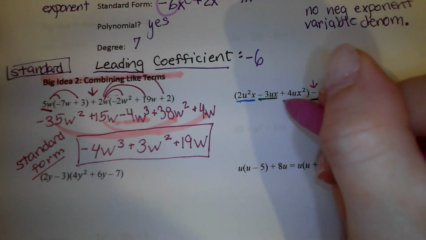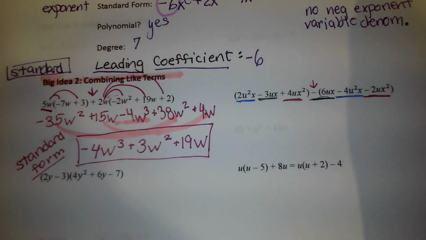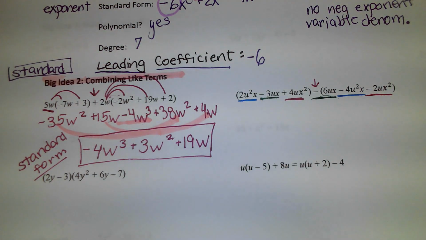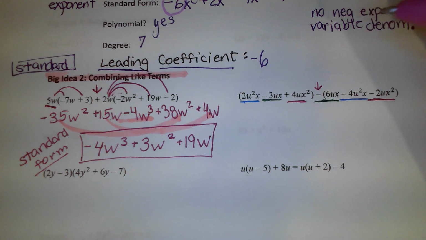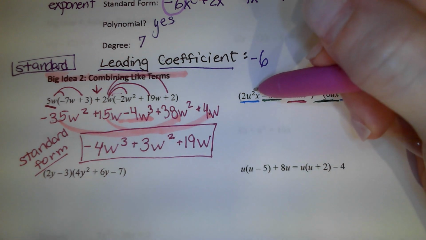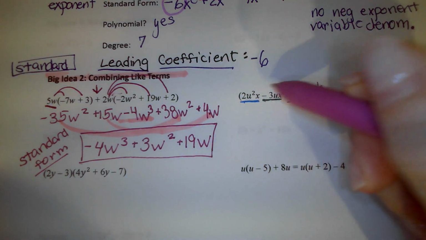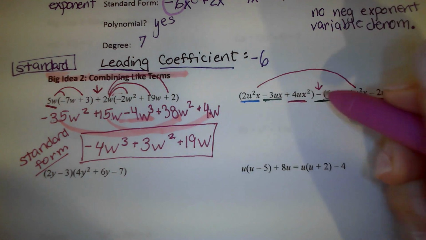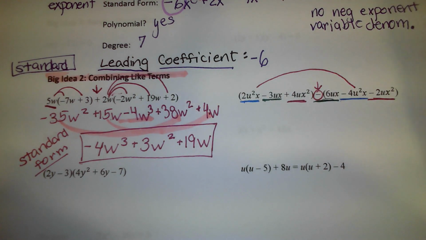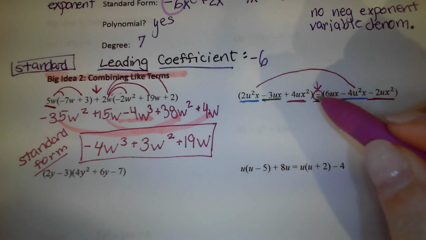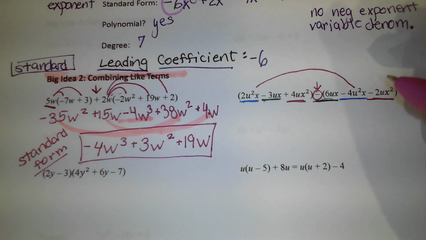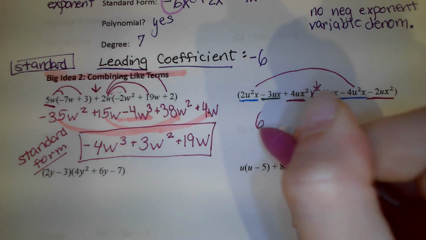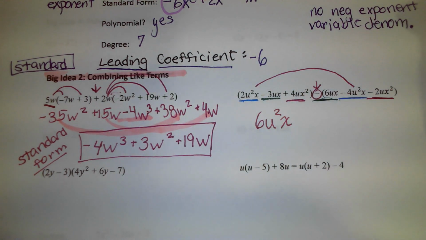And finally, positive 4ux squared minus 4ux squared. So now that I've matched up my like terms, I can combine them a little easier, avoiding more mistakes. So first up, I have 2u squared x minus negative 4u squared x. Remember, we have this negative sign in the middle. We're subtracting a negative. So 2 minus negative 4 is really 2 plus 4. So that's 6u squared x.